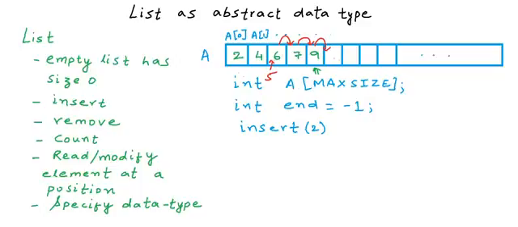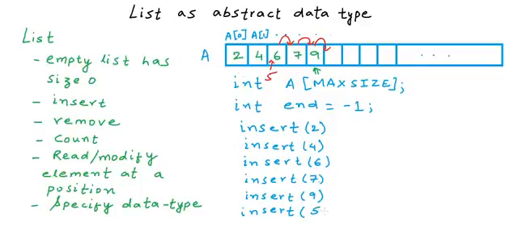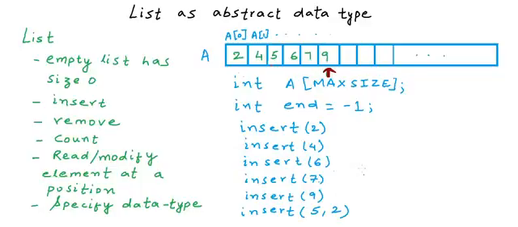I just inserted some elements into the list. Let me also write the function calls for these. Let's say we went in this order. We inserted 2, then we inserted 4, and then in the end we are inserting 5, and we will also give the position at which we want to insert. So this insert with 2 arguments would be the call to insert an element at a particular position. After all these insertions, this is what the list will look like. This arrow here marks the end of the list in the array.